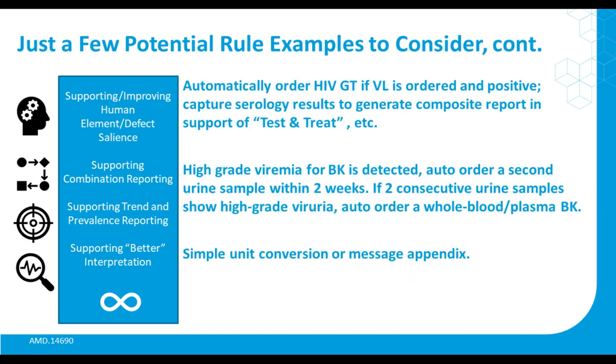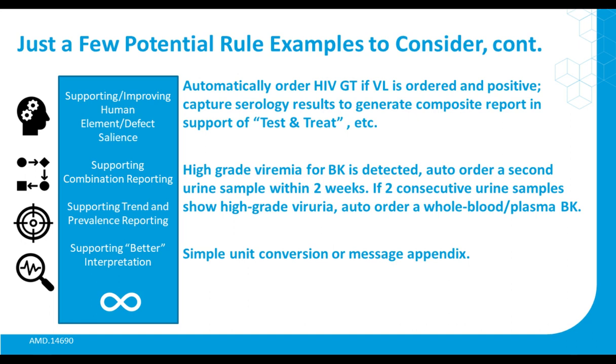Now, here's a few more to consider as well. Automatically ordering an HIV genotype if the viral load is ordered and positive. Capturing serology results to generate a composite result, right? Serology should kick off the process, but it's all about combining. And this is actually from a customer example I have where they called it test and treat. So they give results that otherwise may be relegated to the physician to go gather himself or herself, put in a composite report.